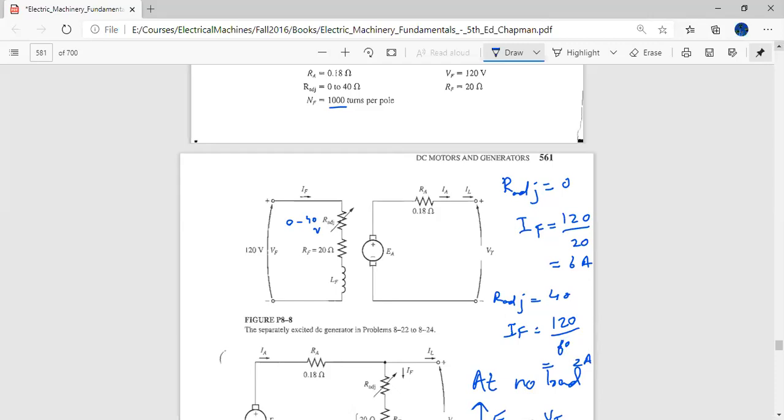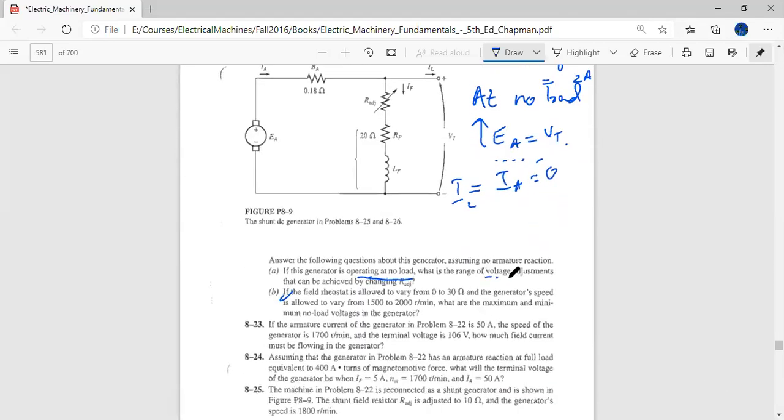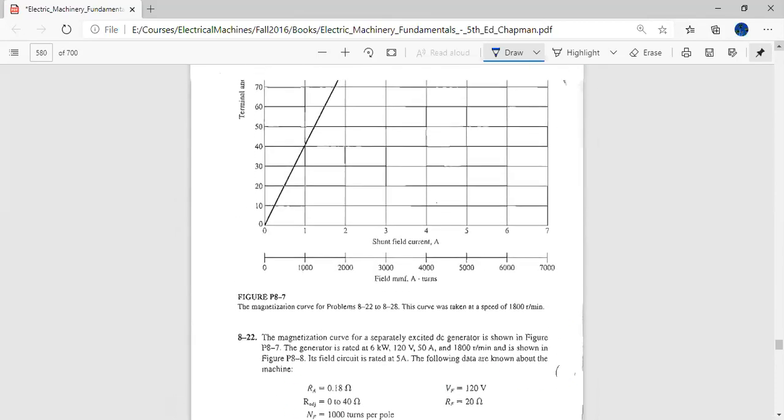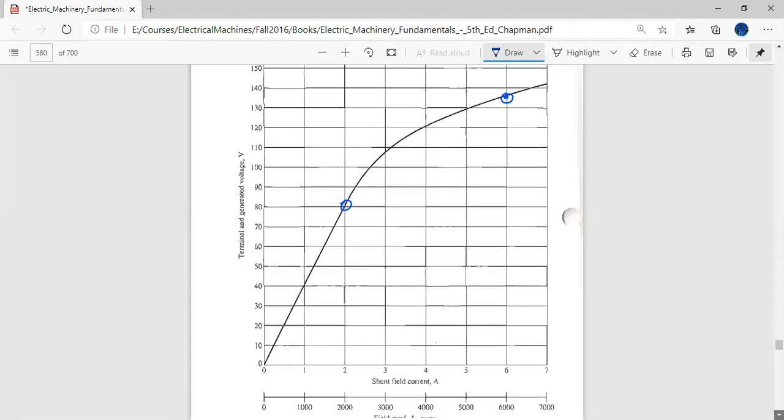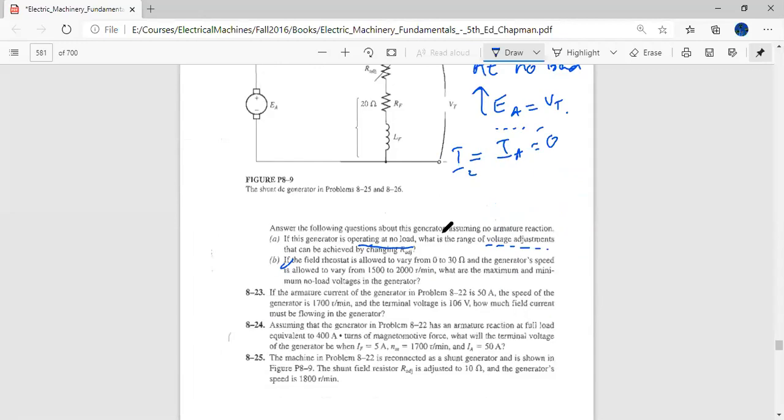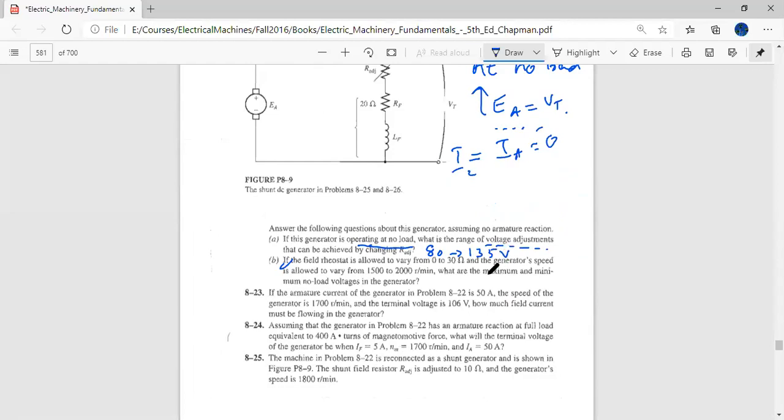And at these conditions, VT and EA are same. So if this guy is asking us about the voltage adjustments that can be achieved, he's talking about VT or EA, both will be the same because it is the no load condition. So I can go to the graph and read off the corresponding point at 6 ampere and the corresponding point at 2 ampere. So it can be adjusted from about 80 volts to 135 volts. Okay, 80 to 135 volts. So the answer to the first one is that we can adjust from 80 to 135 volts using the R adjustable. I think this is clear.